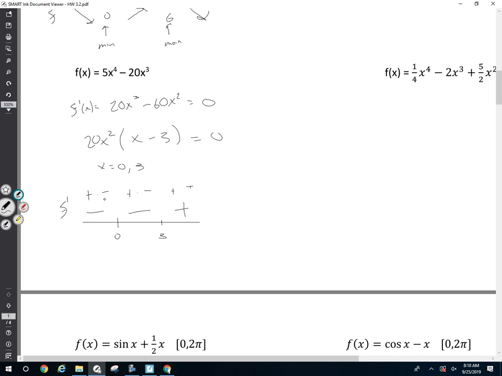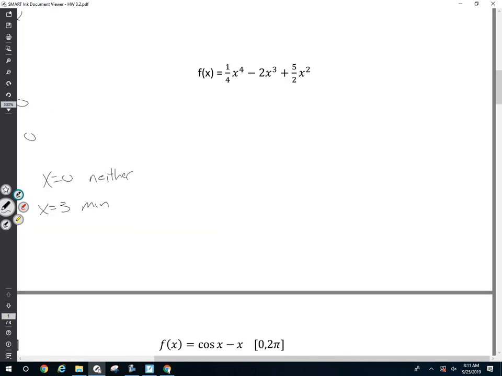Make sure you practice this sign generation, because if it's a struggle for students, then it's something that needs to be practiced. Okay, so in this situation, F comes down, flattens out, goes down, and then comes back up. So x equals 0 is neither a max nor a min. X equals 3 is a min.